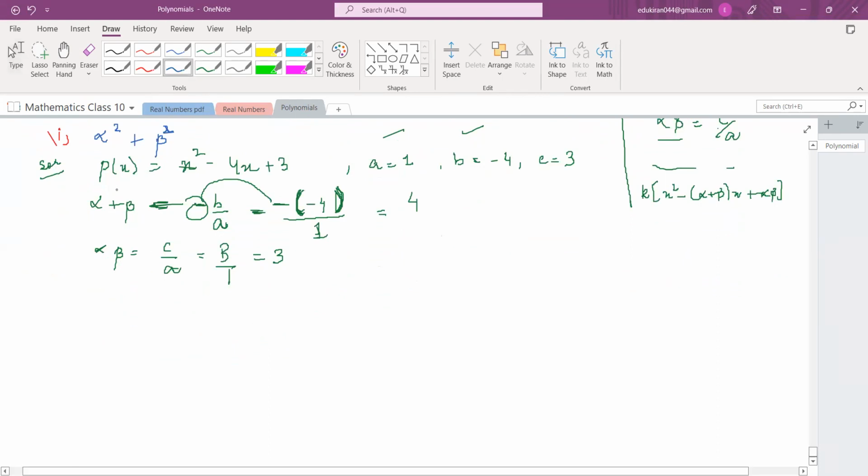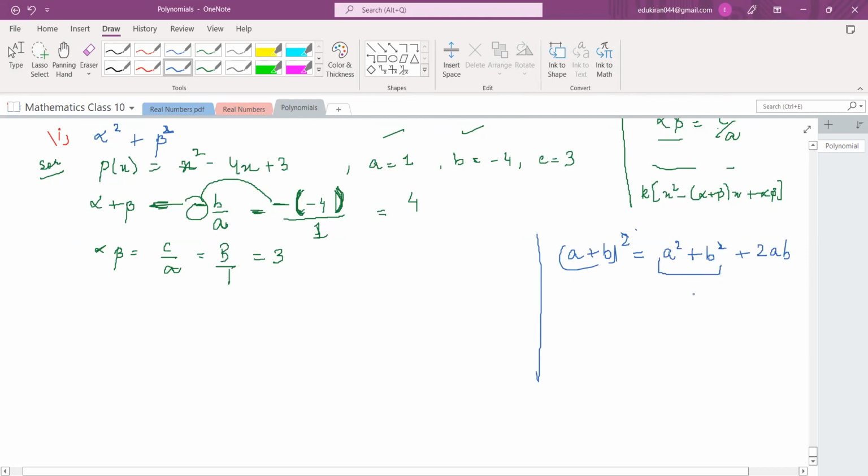Now from where can we get alpha plus beta square? Now look at this identity. Okay, I'm doing it separately here. a plus b whole square. How much is this equal to? Okay, she's having some issues with her audio, I think. So this is equal to a square plus b square plus 2ab, right? So from here I can get the value of a square plus b square, isn't it?